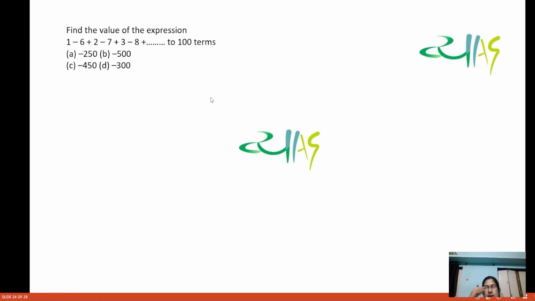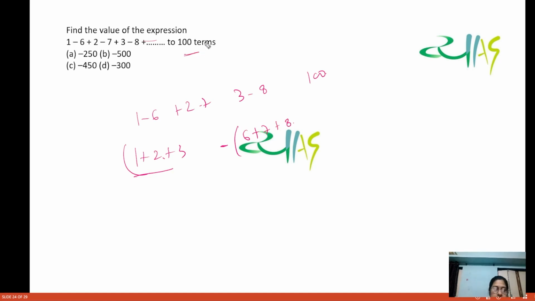Now we have this question. Find the value of the expression 1 minus 6, 2 minus 7, 3 minus 8 up to 100 terms. So you have to find its value. Now this is 1 plus 2 plus 3, and this is minus of 6 plus 7 plus 8. Now it is asked up to 100 terms, so obviously there will be 50 terms of this and 50 terms of that, because there are 100 terms. And the pairs are this 1 minus 6, 2 minus 7.